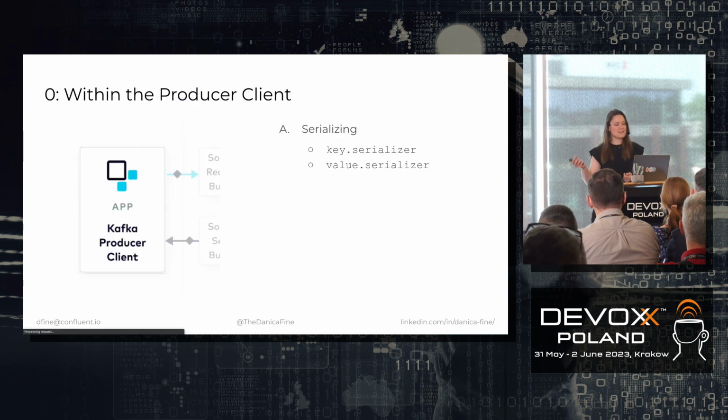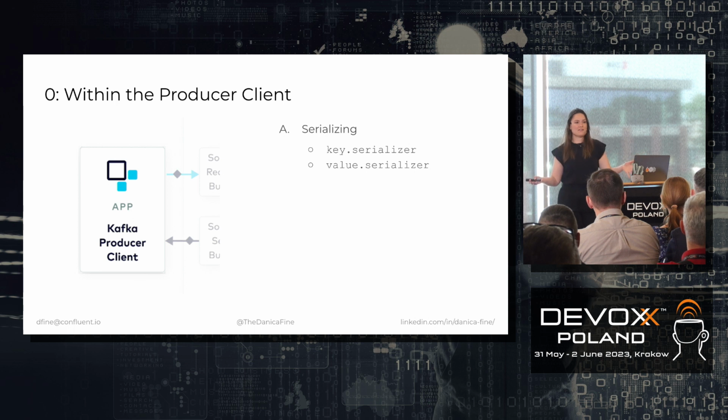Okay, so let's dive into this now. We started with an event, right? We've got Bilbo in Bag End eating. And we've called producer.send, we want to move this data into Kafka.